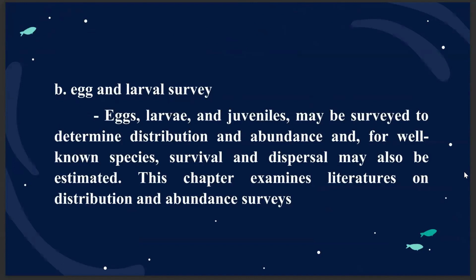Eggs, larvae, and juveniles may be surveyed to determine distribution and abundance, and for well-known species, survival and dispersal may also be estimated. This chapter examines literature on distribution and abundance surveys.